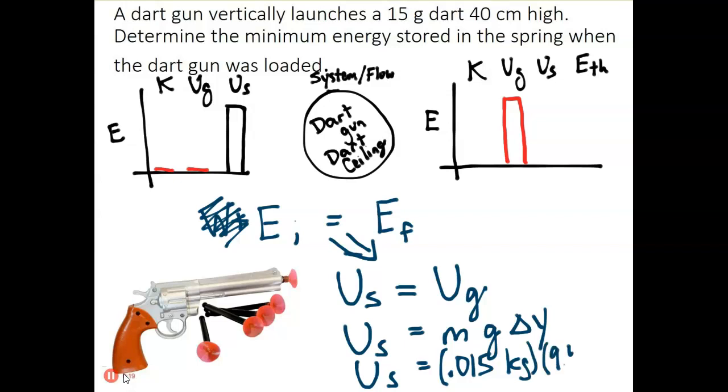times 9.81 meters per second squared, times the height, 40 centimeters high. It's not very high, so we'll say 0.40 meters. Then multiply those, and that's telling us how much energy must have been stored in that spring in order to get the dart up 40 centimeters. 0.05886 is what I got. With 2 sig figs, we'll call that 0.059 joules.